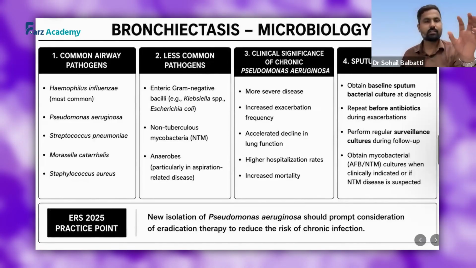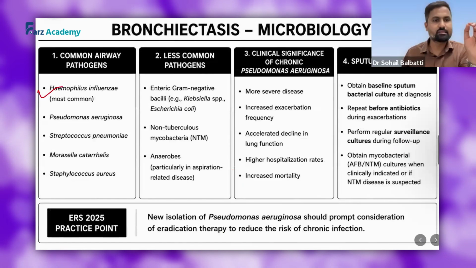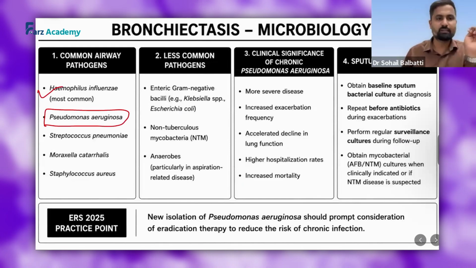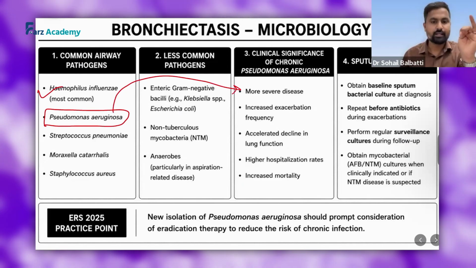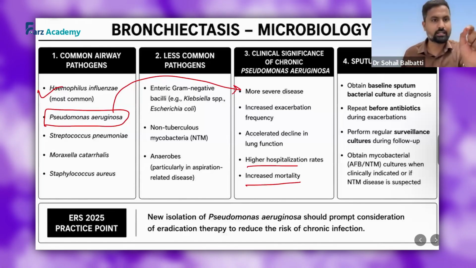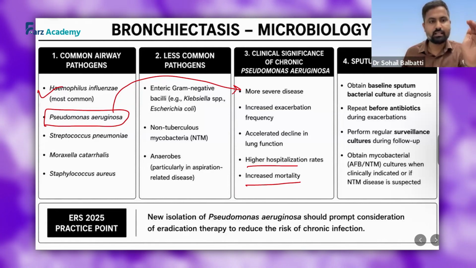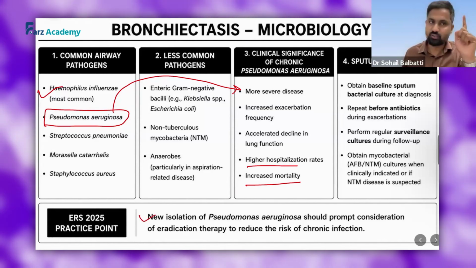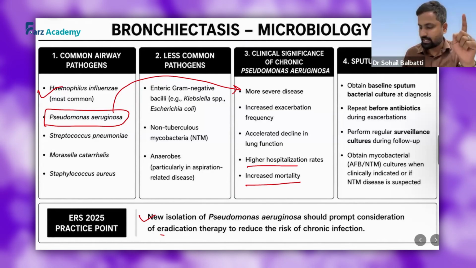Okay, so microbiology. In mild to moderate disease, we do find Haemophilus influenzae. If there are risk factors, underlying structural lung disease, or immunocompromised status, then we have a culprit, that is Pseudomonas aeruginosa. It is not a very simple organism because it is associated with more severe disease. It can cause a higher hospitalization rate and increased mortality. So having Pseudomonas inside a bronchiectatic lung is not safe. That's why the recent guideline, the latest 2025, tells that even if you get one isolation in the first attempt of Pseudomonas aeruginosa, always go for eradication therapy.